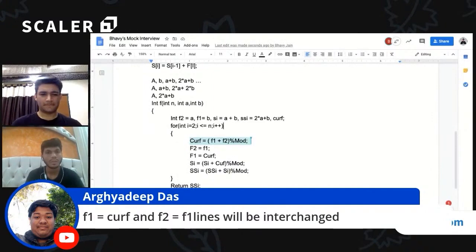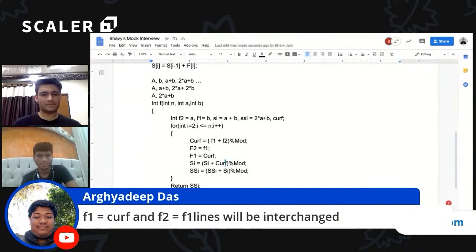And Fi minus 1 will be changed to Fi because this is the value which we will use for the next term. Right, correct. And then sum of I is the current sum plus the current F. Correct. And S of I will be the current sum plus S of I calculated till yet.